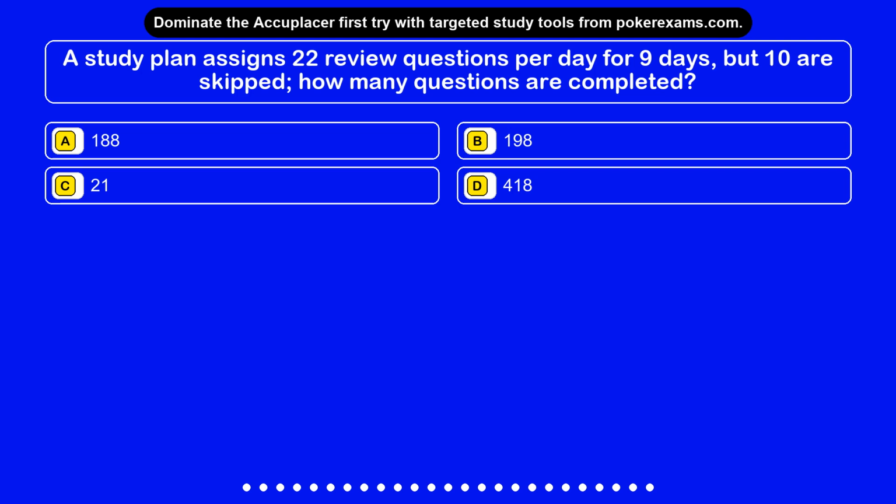Question 1. A study plan assigns 22 review questions per day for 9 days, but 10 are skipped. How many questions are completed? Option A, 188. Option B, 198. Option C, 21. Option D, 418.